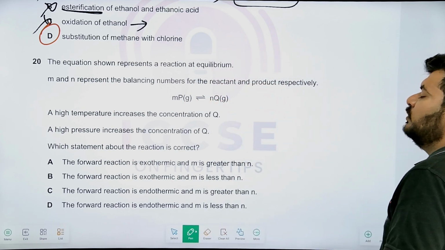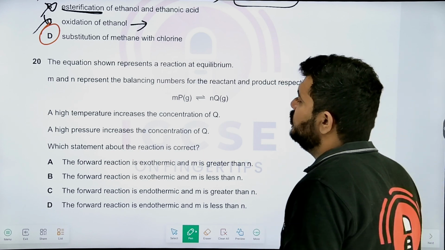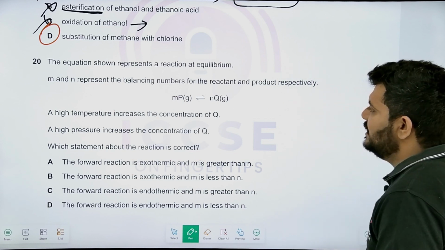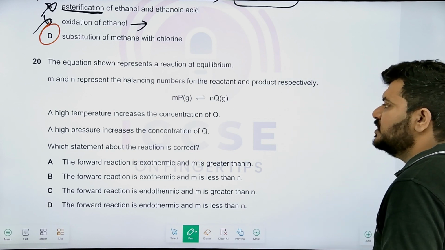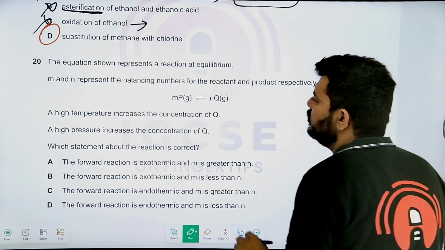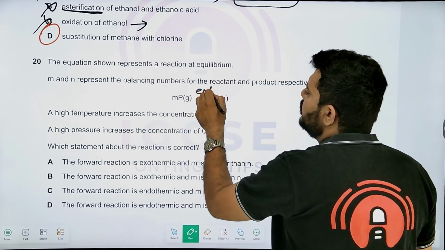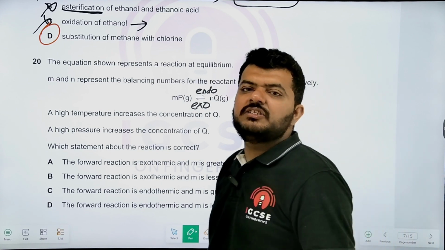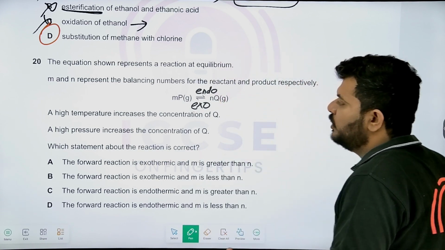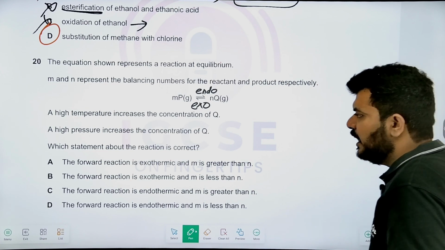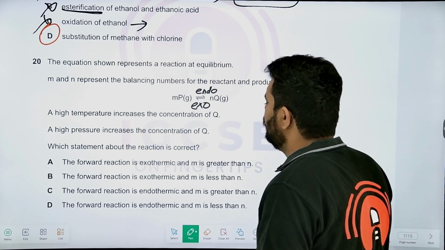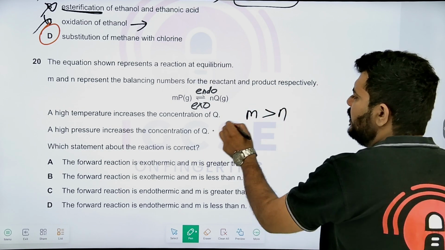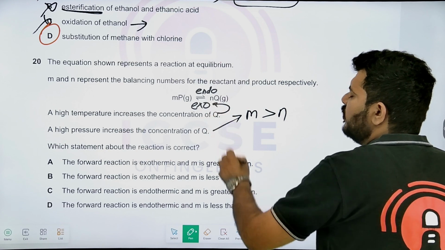Question 20. The equation shown represents a reaction at equilibrium. M and N represent the balancing numbers. A high temperature increases the concentration of Q. So this is endothermic and this is exothermic, right? When temperature increases, the endothermic reaction is supported more than the exothermic reaction. A high pressure increases the concentration of Q, which means M is greater than N, right? From here I have found out this happens.